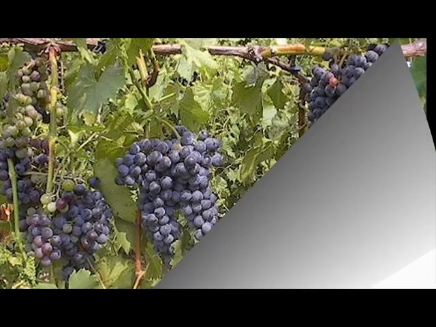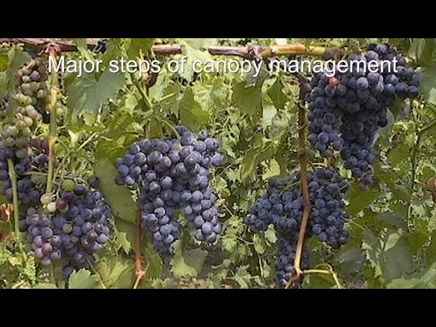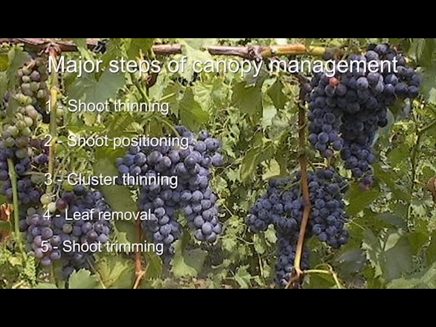There are 5 major steps which are performed during the growing season, ranging from early spring, when shoots are 1 to 3 inches long, up to midsummer during fruit ripening, also known as veraison. It should be noted that some cultivars require all 5 steps, others require fewer, and certain cultivars require a repeat of some of the 5 steps.